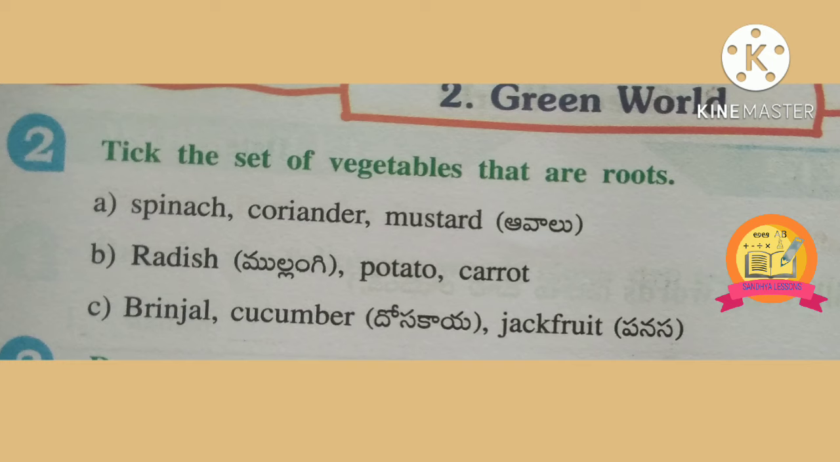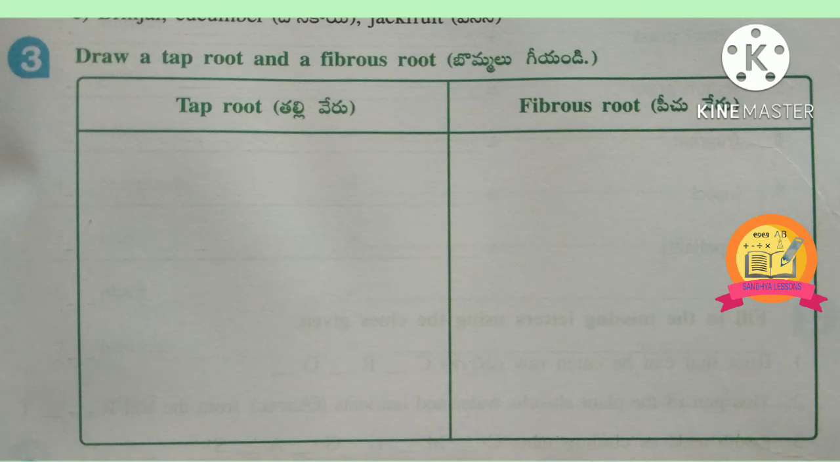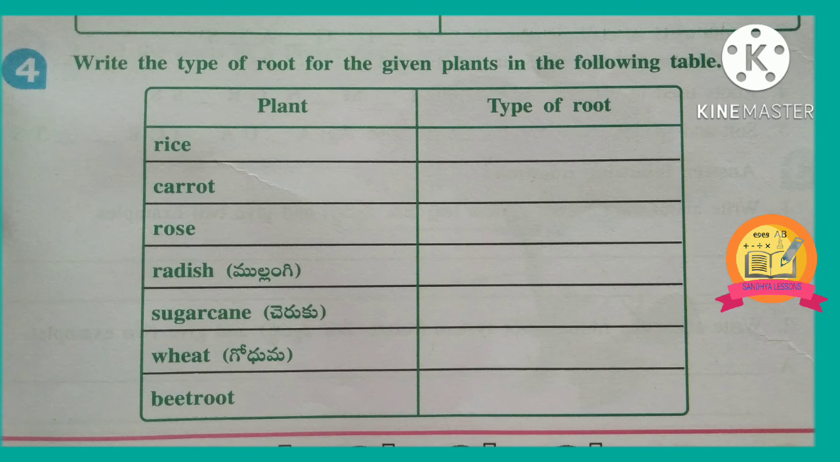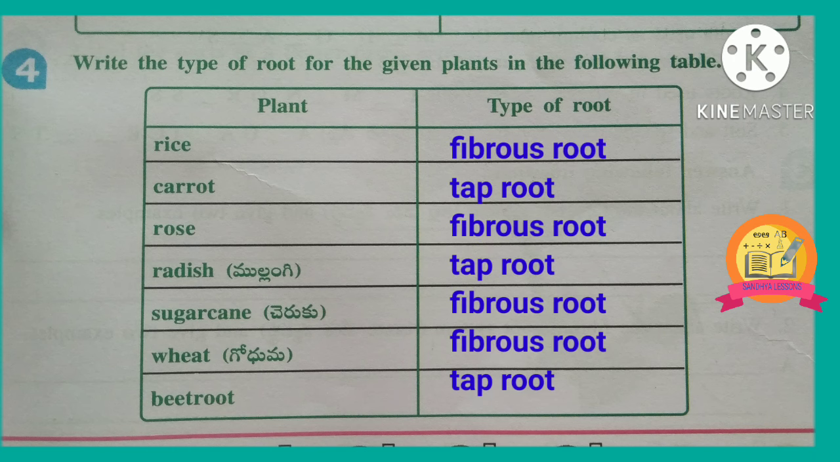Next Roman, tick the set of vegetables that are roots. Radish, potato, carrot. Third Roman, draw a taproot and a fibrous root. Fourth Roman, write the type of root for the given plants in the following table.